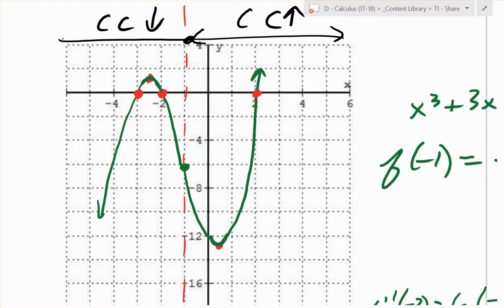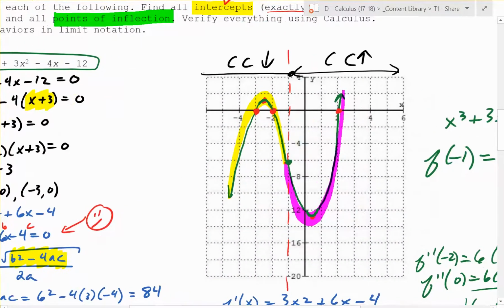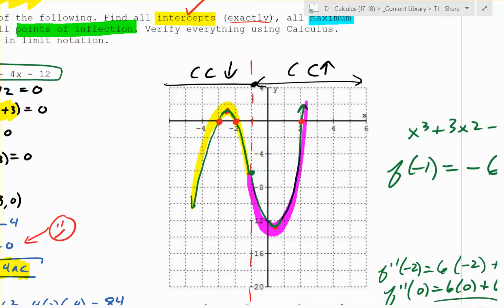So we have concave down from here to here, and then it changes to concave up from here to here. Just like that. So we now have an accurate graph of what's going on. We could check the first derivative as well. What that would tell us is that it is going to be increasing all the way to here, then decreasing in between, and then increasing again after that.